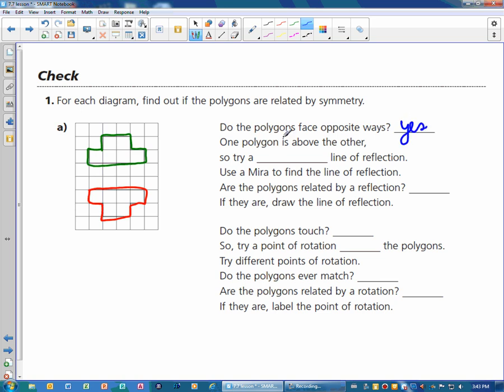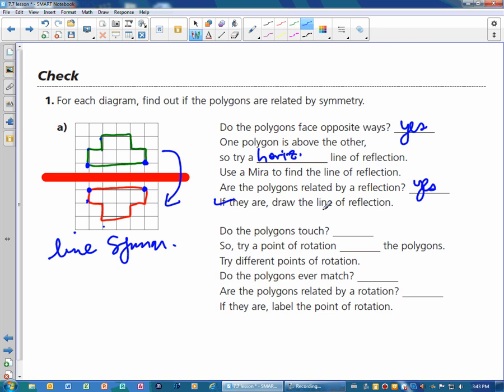So, do they face opposite ways? Sure do. One polygon is above the other, so try a horizontal line of reflection. So if I drew a line of reflection exactly in the middle of each two, would you agree that this flipped on to itself this way? So this point flipped over the line, becoming this point. This point flipped over the line to become there. This one became that one. This one became that one. Okay, are the polygons related by reflection? Yes. If they are, draw the line of reflection. I've done that. So they have line symmetry.